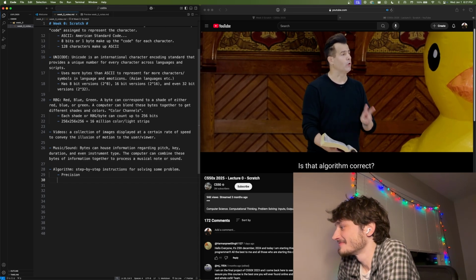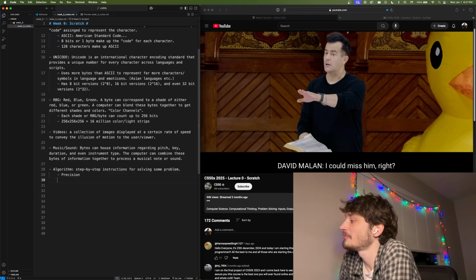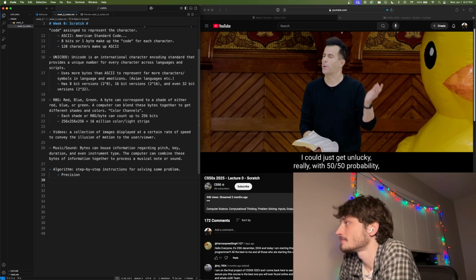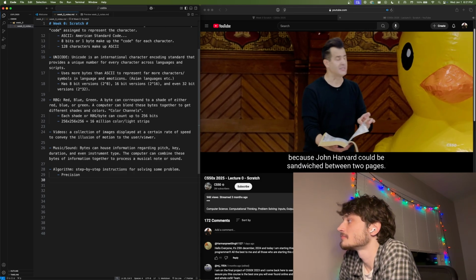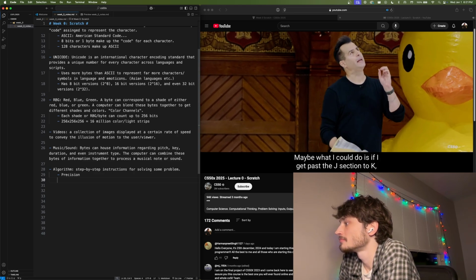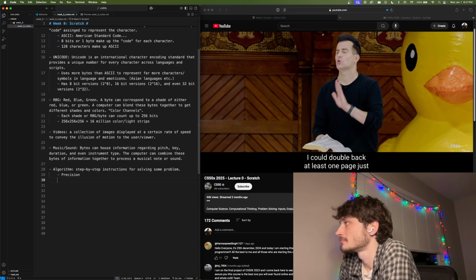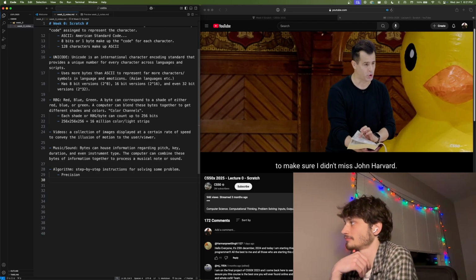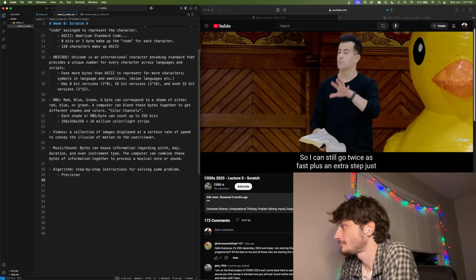Is that algorithm correct? Sure. So no, but why? I could miss him, right? I could just get unlucky, really with 50-50 probability, because John Harvard could be sandwiched between two pages. Now, this isn't a complete loss, this algorithm. Maybe what I could do is, if I get past the J section to like K, I could double back at least one page, just to make sure I didn't miss John Harvard. So I can still go twice as fast, plus like an extra step just to make sure I didn't mess up.